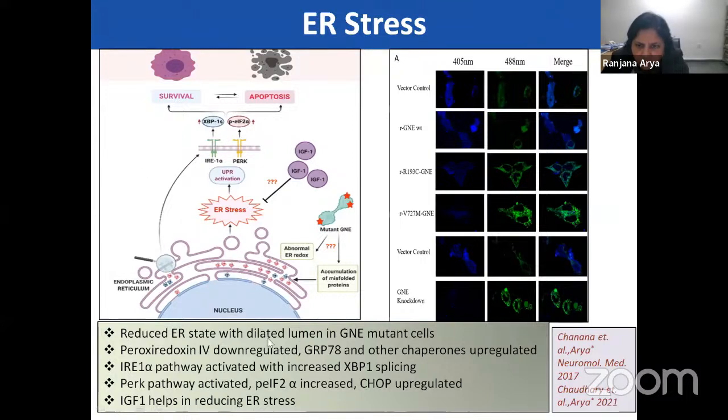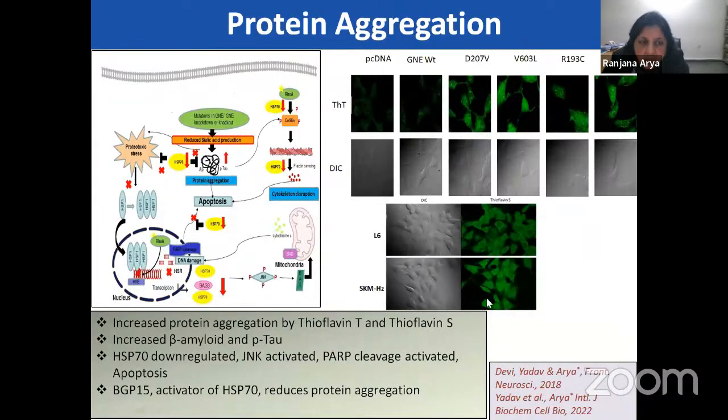The whole ER stress function was also studied by looking at the ER oxidative stress, and we had the tools where we could see that there was a paradigm shift in the oxidative nature of the reduced form of the ER. All these papers are published, but the take home is that IGF-1 was helping in reducing the ER stress and apoptosis.